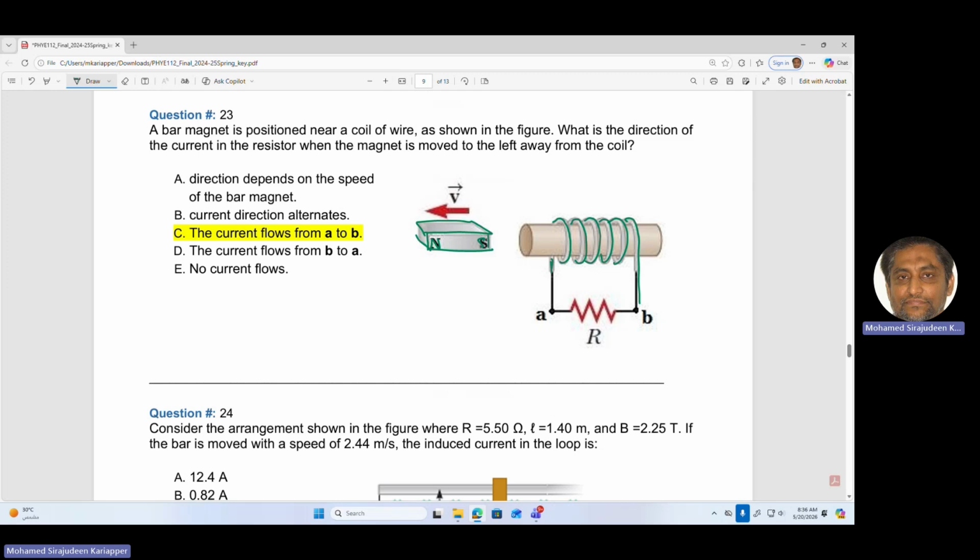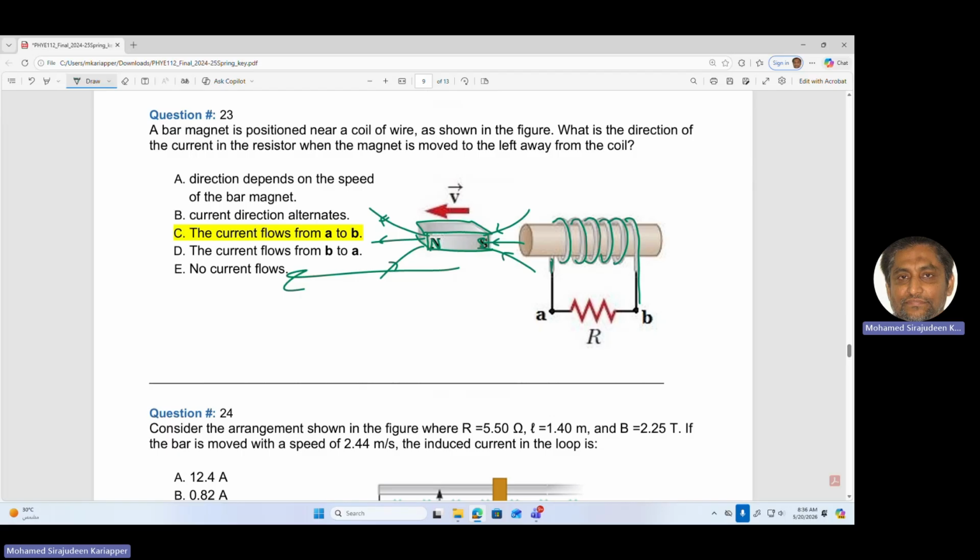You know what happens, right? From the north pole, the magnetic field line will be out. At the south pole, the magnetic field line will be coming to it. Now you are moving the magnet away from that coil. You are moving the magnet away from the coil. So that means the magnetic flux through this coil is changing. Lenz's law will come into action.